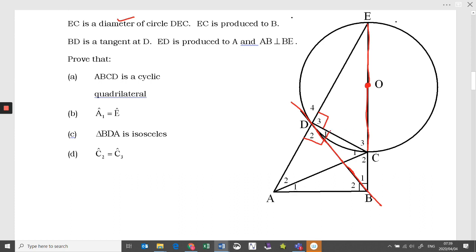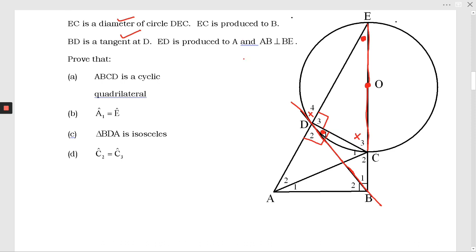What I do know is that D1, I'm going to make a dot, is the same as E. And D4, I'm going to make a little X, will be the same as C. And that's because of tan chord. Right, I got that from the tangent. Then ED is produced to A. Yes, I can see that. AB is perpendicular to BE. Okay, they gave that.